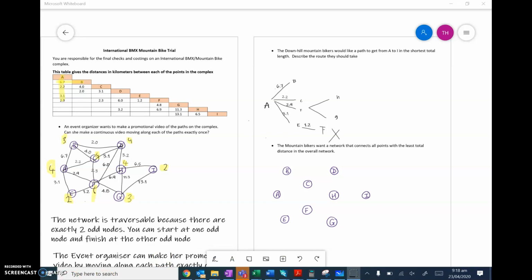Now if I look from F, F can go to C, D, or H. From A to F is 2.9, and F to C is 2.3. Here I could have just gone straight from A to C in 2.2, so there's no point in doing F to C. So I'm just going to do F to G and F to H.